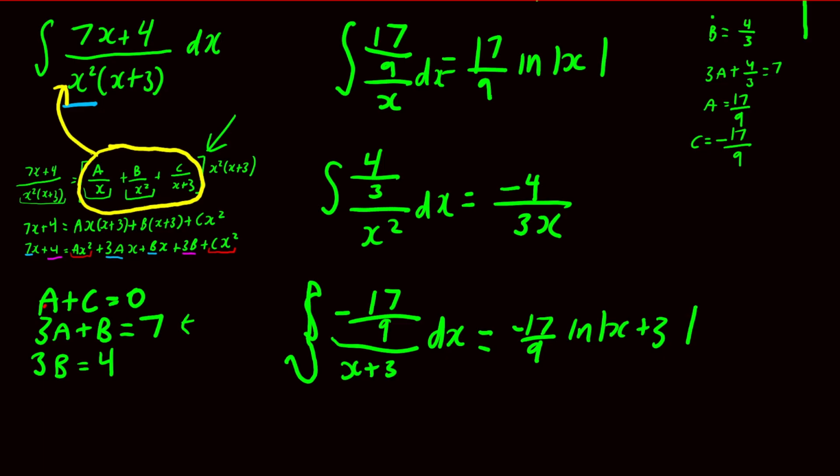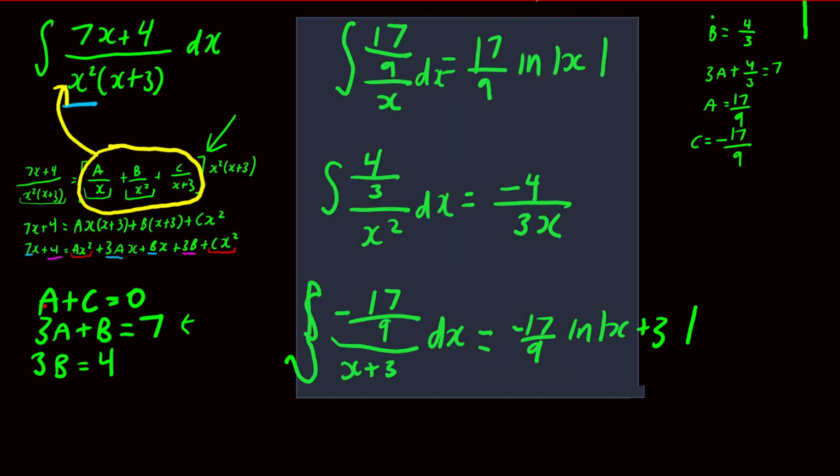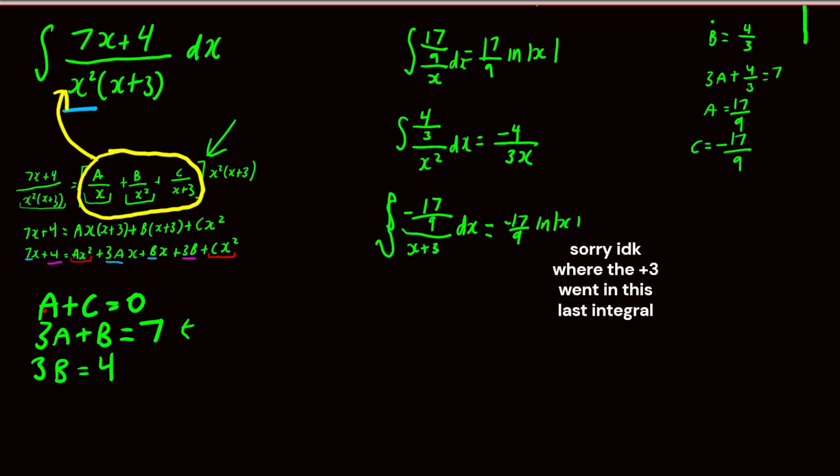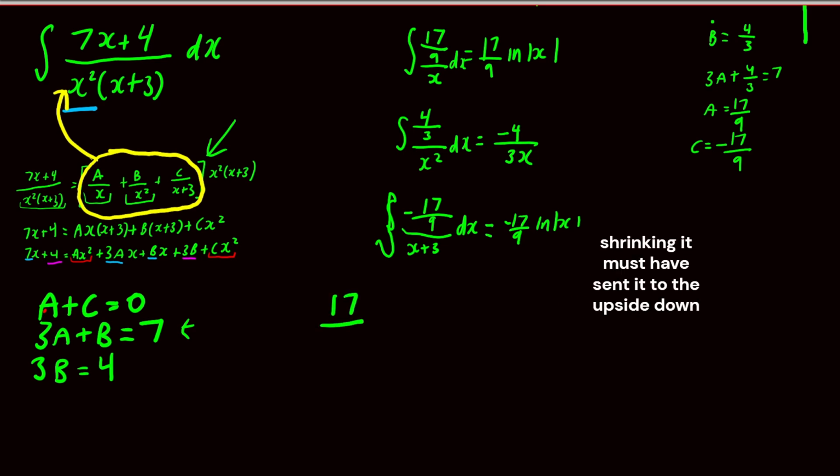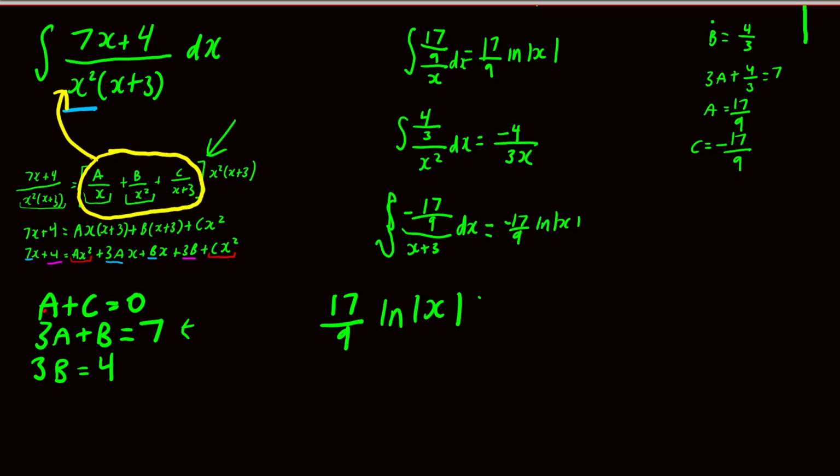And then, again, sorry, I have to shrink this down. Alright, so now that we have all of our separate integrals, that means our final answer is going to be 17 over 9 ln x minus 4 over 3. I'm just going to make this x to the negative 1, just so you guys can see it a little bit better. Nobody gets confused. Minus 17 over 9 ln of x plus 3 plus C. And boom, that is our answer.